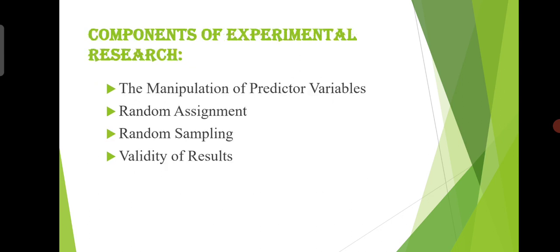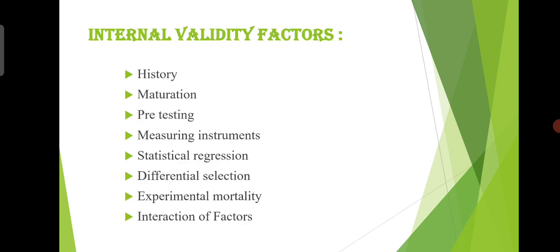Next, components of experimental research. First, the manipulation of predictor variables, random assignment, random sampling, validity of results. Next, internal validity factors. First, history, maturation, pre-testing, measuring instruments, statistical regression, differential selection, experimental mortality, then interaction of factors.